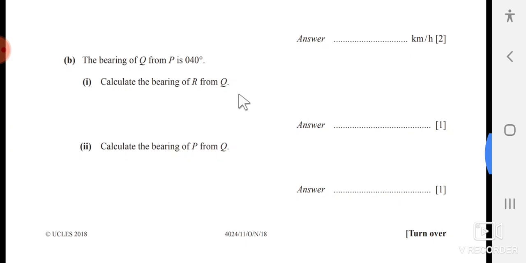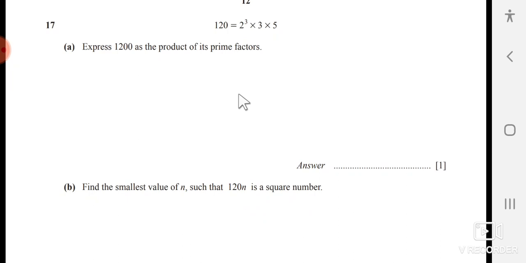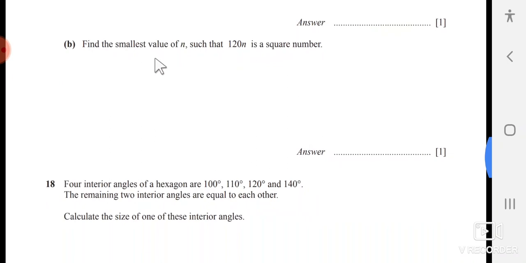And same way, express 1200 as the product of its prime factors. Look, you can make 120 into 10 by 10, that is equal to 1200. So you just multiply there 2 into 5, and so at the end of the day the prime factors would be 2 raised to 4 into 3 into 5 squared. That would be the prime factors of 1200.